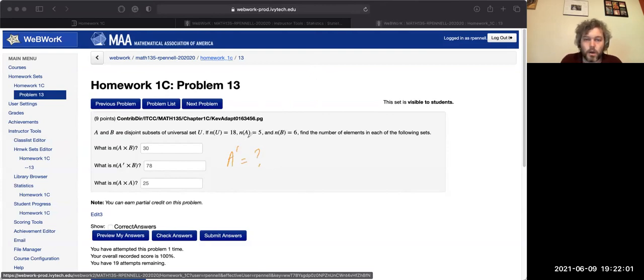Well, I know that A is 5. There's 5 elements in A. I know that the universe equals 18. So how much must be in A complement? Is anyone willing to say? Would anyone be willing to say how much would have to be in A complement? If the universe is 18 and A is 5, just forgetting totally about B for a second, how much must be in A complement?